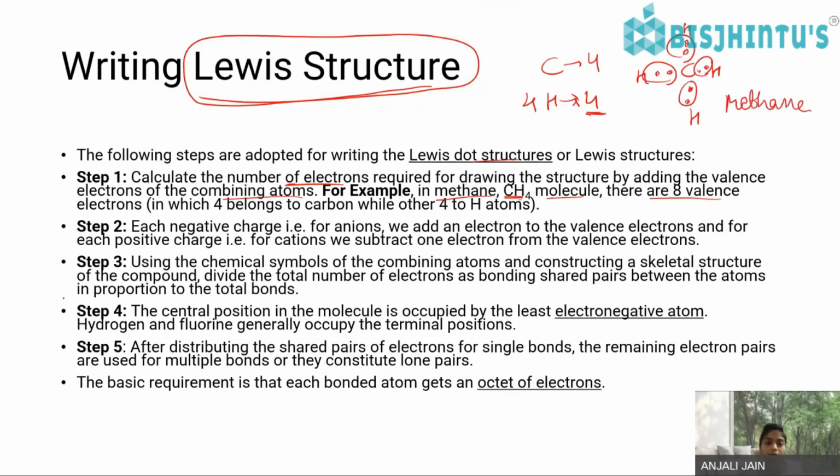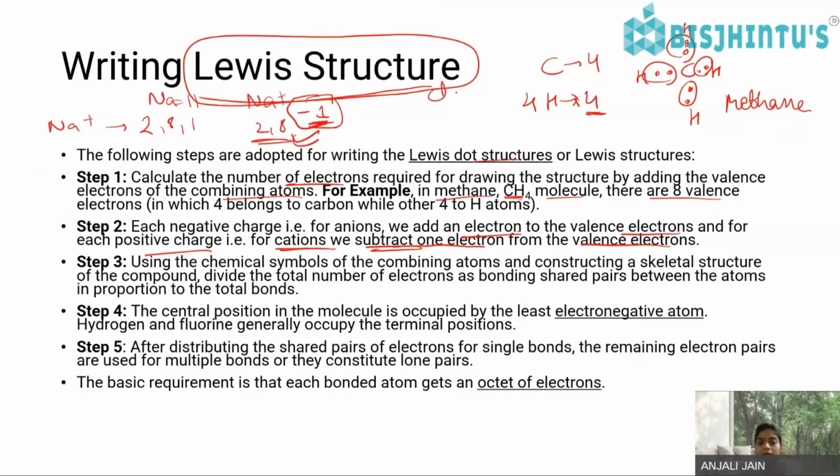Then for each negative charge, for an anion, we add an electron to the valence electrons, and for each positive charge, for a cation, we subtract one electron from the valence electrons. If I have Na positive, this is a positive charge, so I will decrease. Na has 2, 8, 1 initially, atomic number 11. Now in Na positive, it will be 2, 8, because I subtract 1. So this is the stable state configuration, 2, 8.